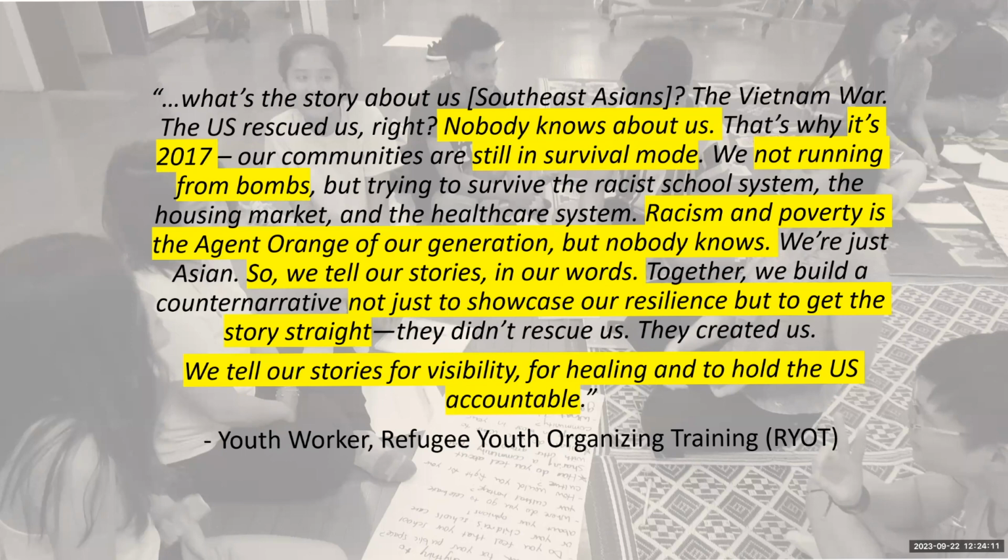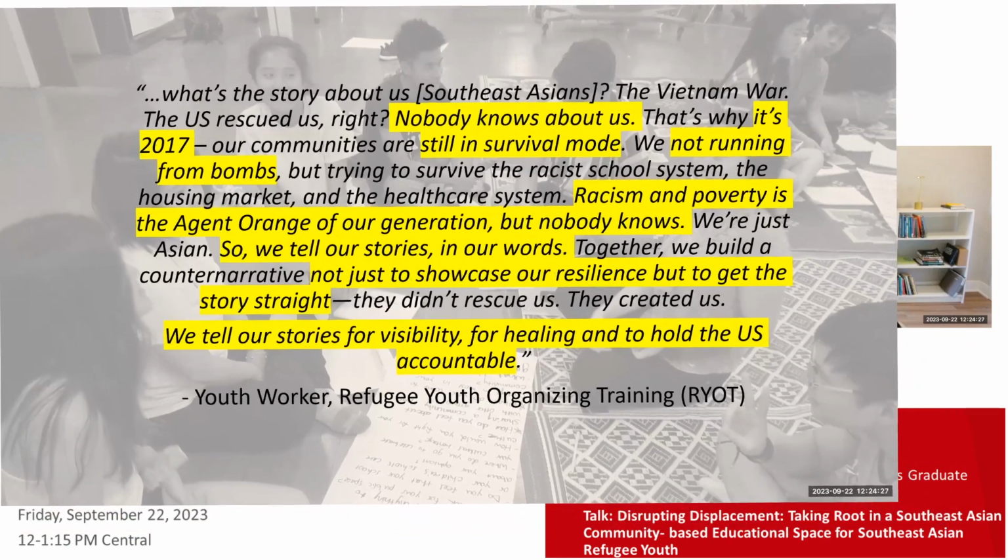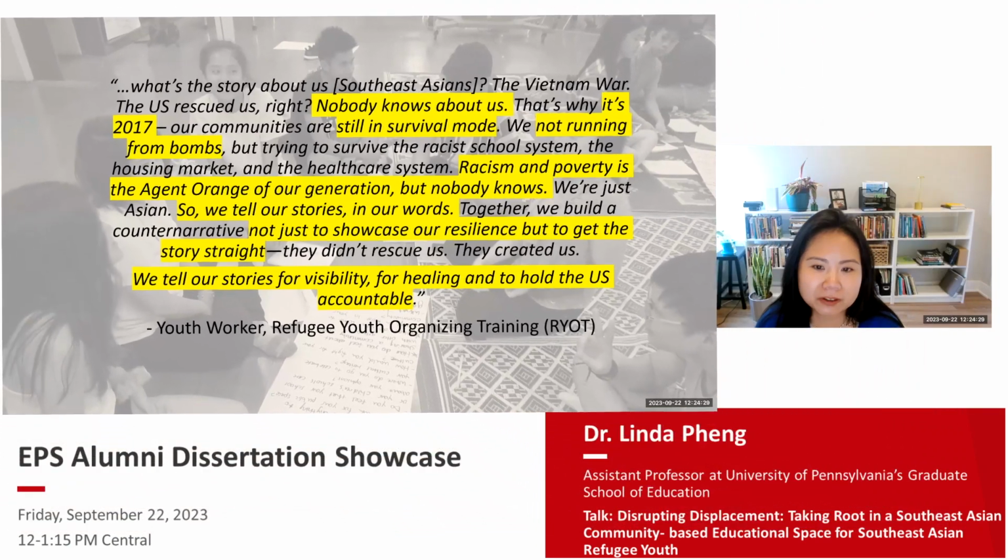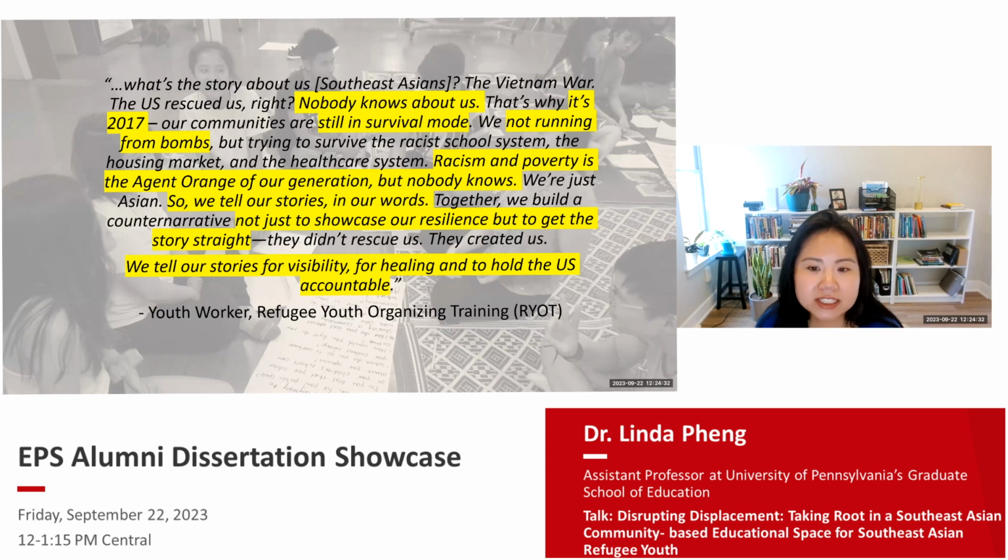So my dissertation was an ethnographic study, and I center my talk today around a quote from a Vietnamese youth worker at the community-based program that I called Riot. They said, "What's the story about us, Southeast Asians? The Vietnam War. The US rescued us, right? Nobody knows about us. That's why it's 2017 and our communities are still in survival mode. We're not running from bombs, but trying to survive the racist school system, the housing market, and the healthcare system. Racism and poverty are the Agent Orange of our generation, but nobody knows.